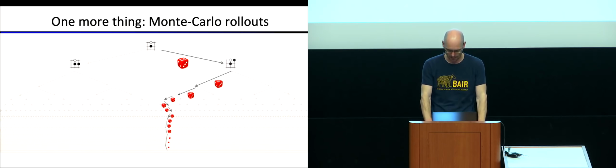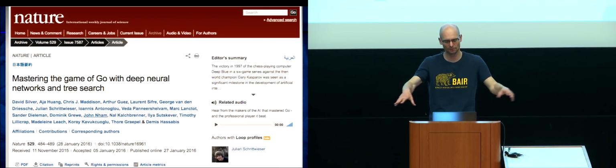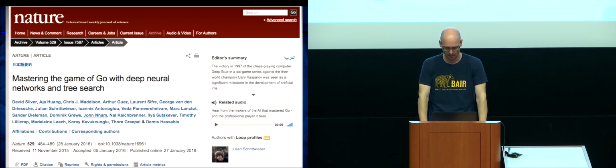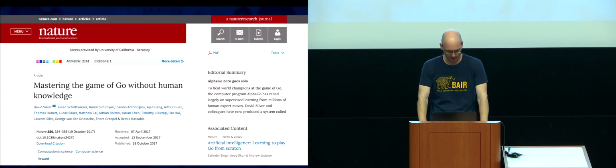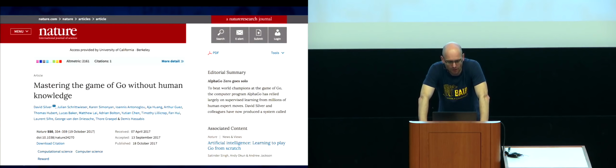These things combined led to mastery of the game of Go with deep neural networks and tree search combined. So bringing together two topics we've covered in this class. A year later, just about 1 year ago, another paper came out of DeepMind. This is October 2017, Mastering the Game of Go Without Human Knowledge. This one's called AlphaGo Zero.